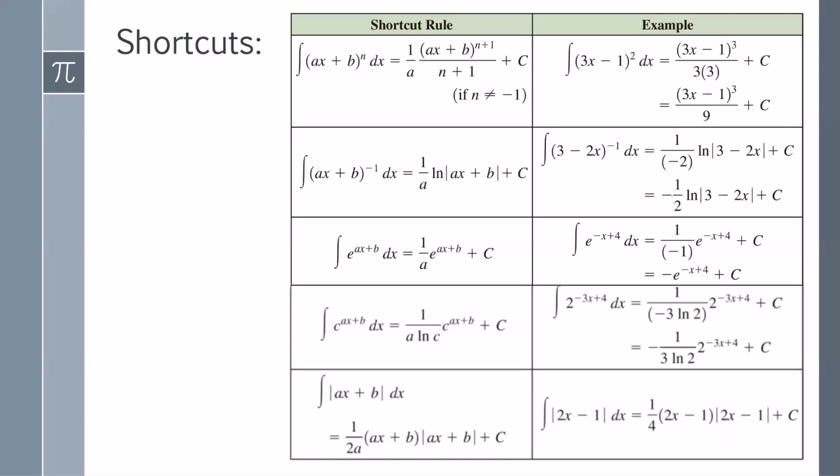The antiderivative of c to the power of ax plus b dx is equal to 1 over a natural log c times c to the ax plus b. And finally, the integral of the absolute value of ax plus b is 1 over 2a times (ax plus b) times the absolute value of ax plus b plus a constant. All of these are our basic rules with u equals ax plus b.